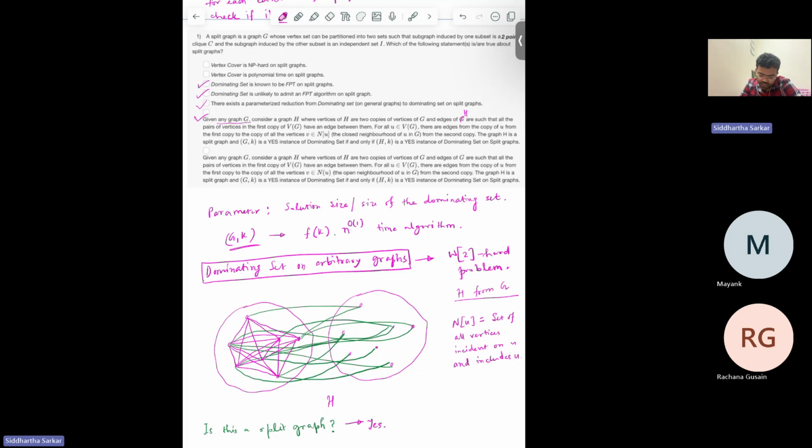So now we have to verify whether G comma K is a yes instance of dominating set if and only if H comma K is a yes instance of dominating set. So you have to verify this. Now I'll give you 1 minute to think about it.